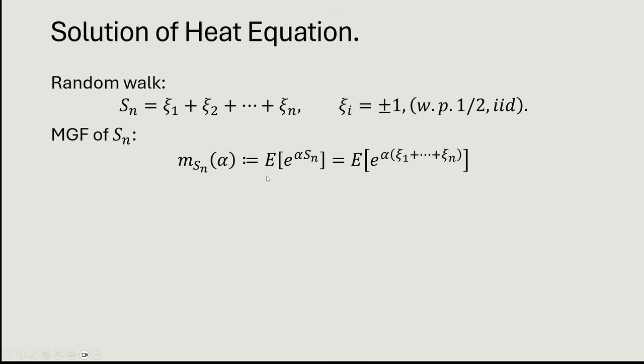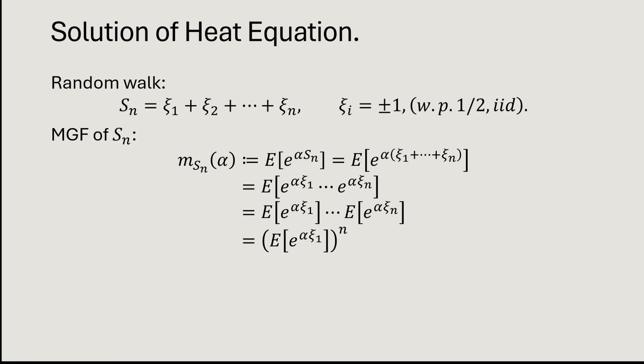The MGF of the random variable Sn, that is M_Sn of alpha, where alpha is a parameter, is defined as the expected value of e to the alpha times Sn. Since Sn is a sum of IID random variables, xi's, we have the expected value of e to the alpha xi1 plus all the way to xin. This is just the expected value of e to the alpha xi1 times all the way to e to the alpha xin. Since xi's are independent, the expected value factorizes, and since xi's are identically distributed, the factors are all the same, so we have the expected value of e to the alpha xi1 raised to the n.